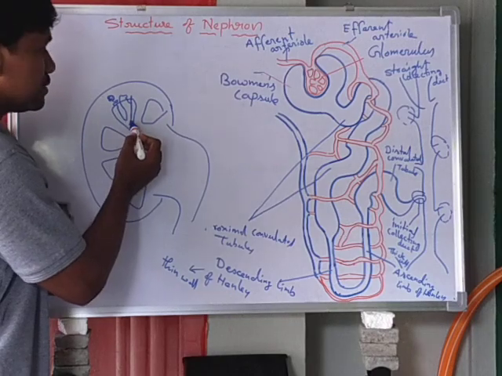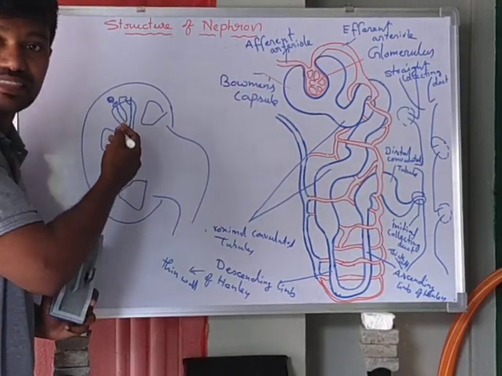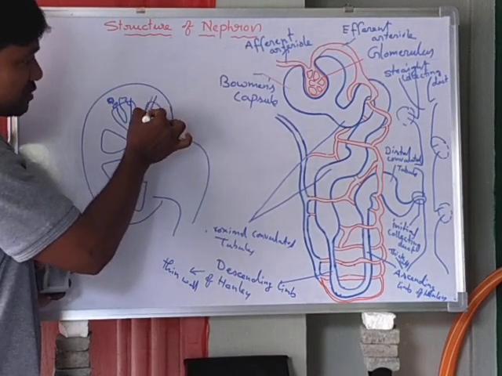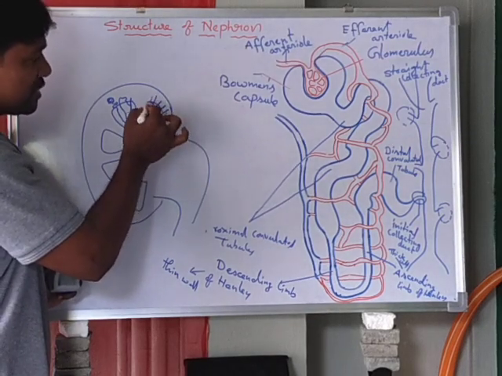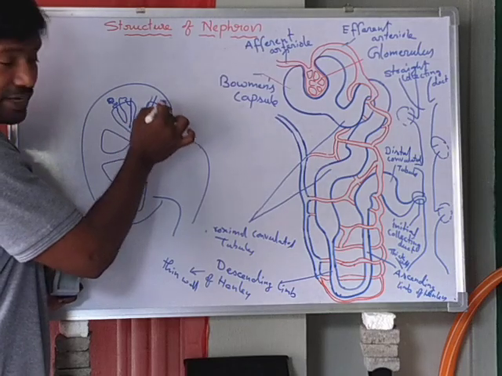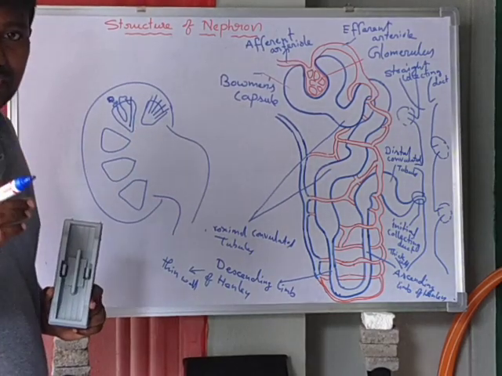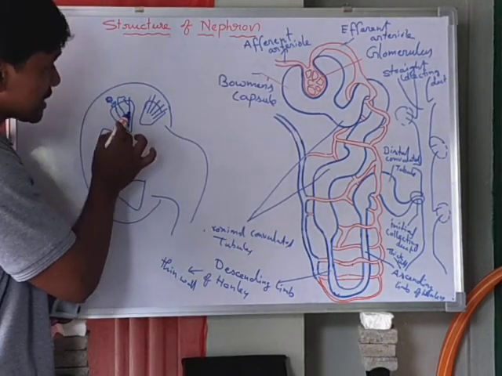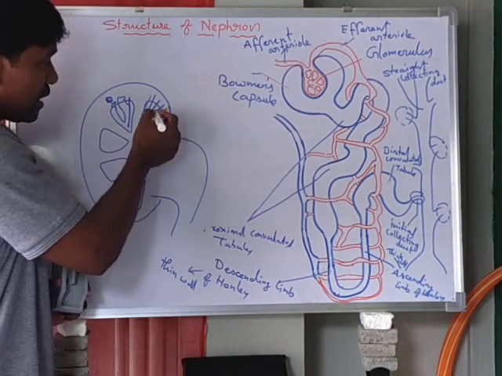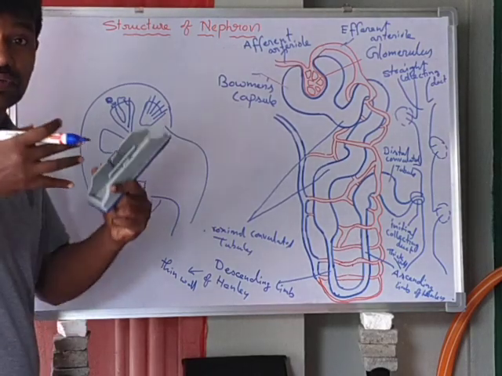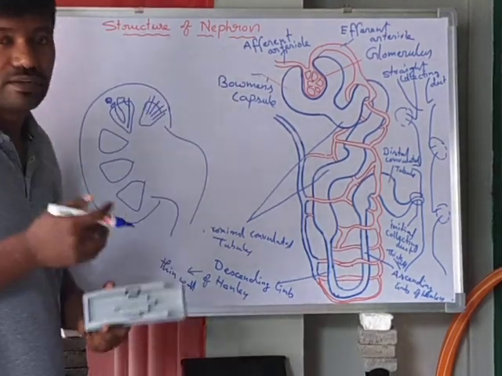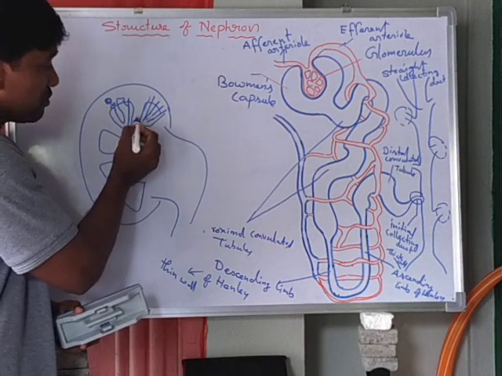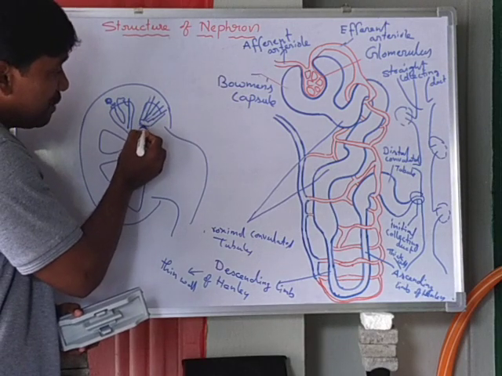Like these many tubes, this is one nephron, this is one nephron, this is one nephron. There are so many nephrons located on the pyramid. Each nephron contains these collecting tubes. All these collecting tubes generally join together to form a duct of Bellini.